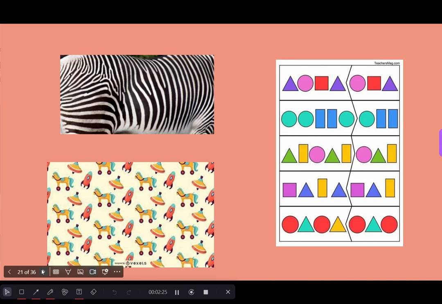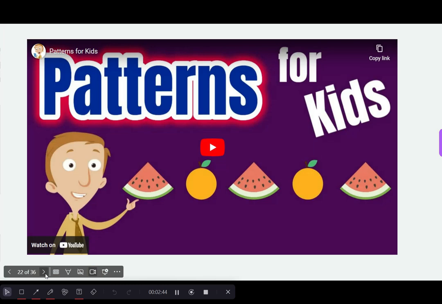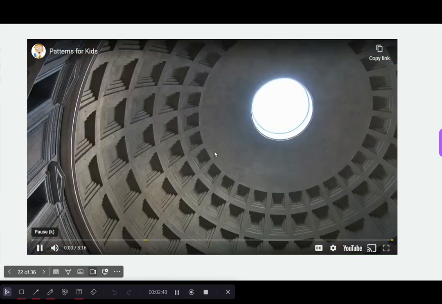The second image is a horse, a toy, and a rocket ship. As you can see, the same objects repeat over and over and over. It doesn't change, and that is what a pattern is. Now, we are going to watch a mini video of patterns.